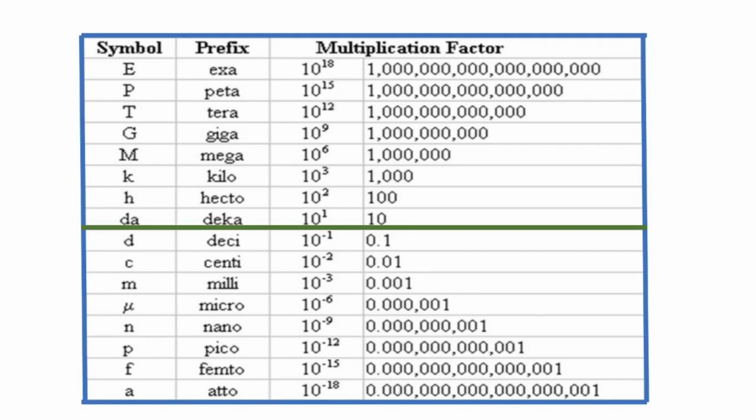H, hecto, 10 to the 2nd power. Da, deca, 10 to the 1st power. D, deci, 10 to the negative 1 power. C, centi, 10 to the negative 2 power. M, milli, 10 to the negative 3 power. Micro, 10 to the negative 6 power. Nano, 10 to the negative 9 power, pico, 10 to the negative 12 power, femto, 10 to the negative 15 power, atto, 10 to the negative 18 power.